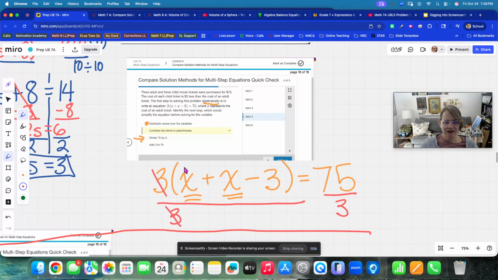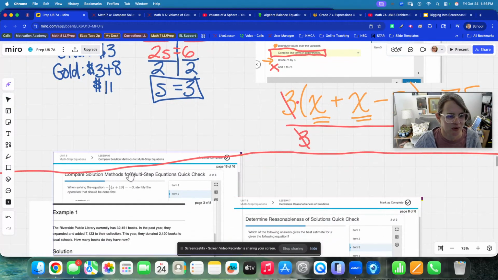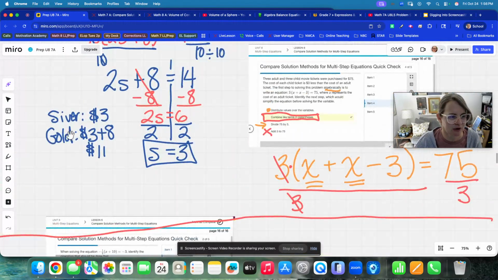Maybe that's why. Okay. Add 3 to 75. This one is just not mathematically correct because the 3 outside parentheses is 3 times whatever's in parentheses. So we can't undo multiplication with addition. All right, but this is the answer that they have declared the first step to solving this equation, even though it's not the only thing you could do.